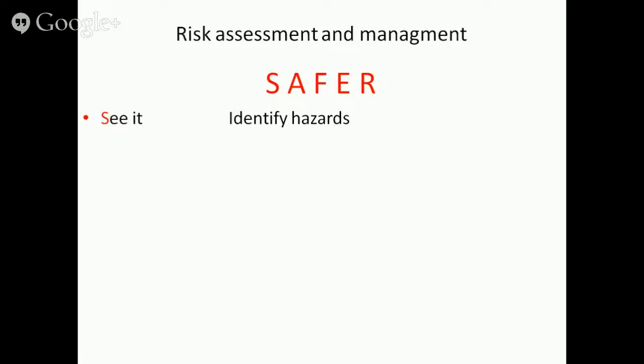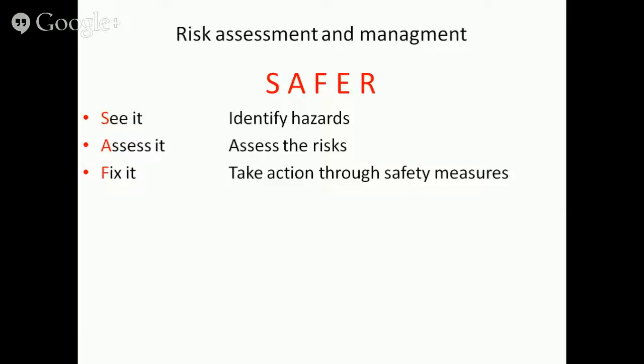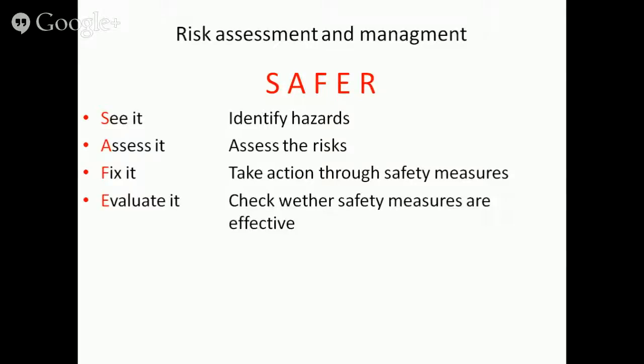S for see it, that is to identify hazards. A for assess it, that means assessing the risks. F for fix it, which means taking action by implementing safety measures. E for evaluate it, that is checking or verifying that the safety measures are effective. And R for review it, that means analyzing and checking the situation again and again.